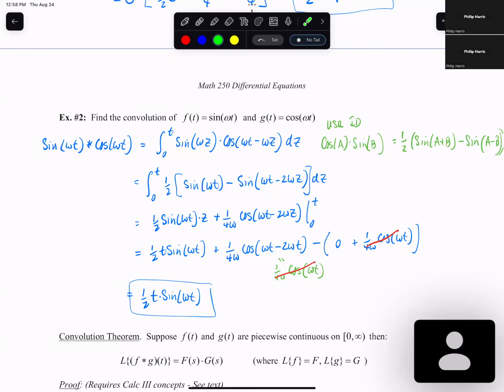So that's all we're going to cover here. We will look at a little bit more about what convolution does for us in terms of Laplace transforms and some DEs and some other applications in class together.